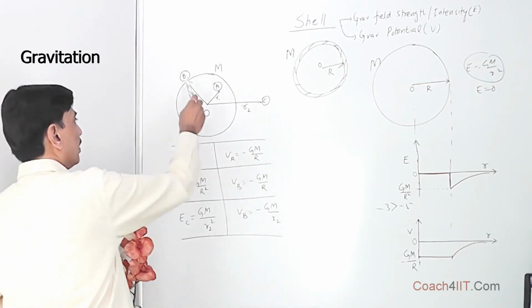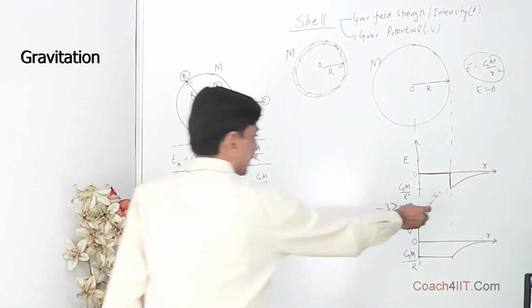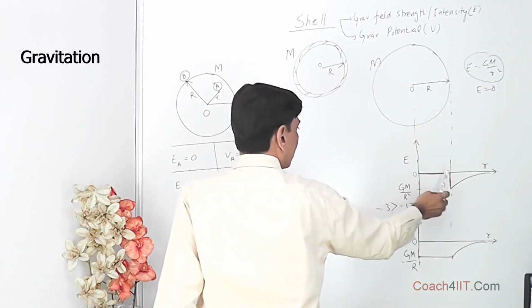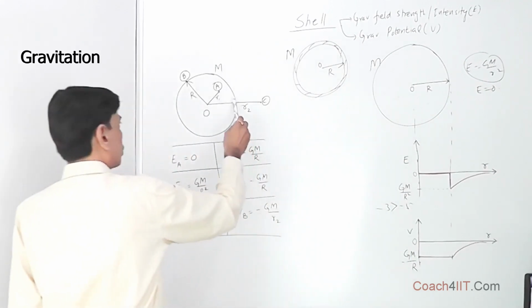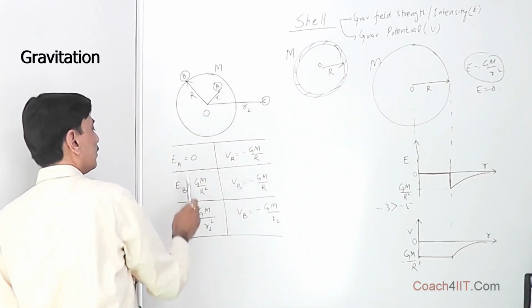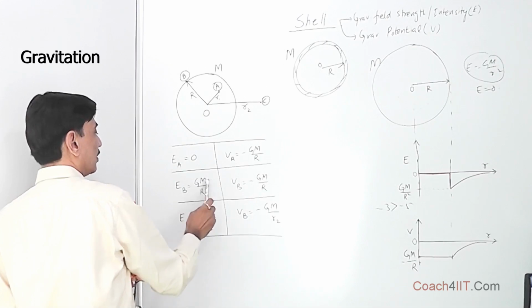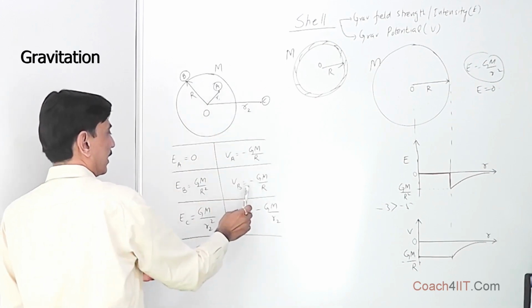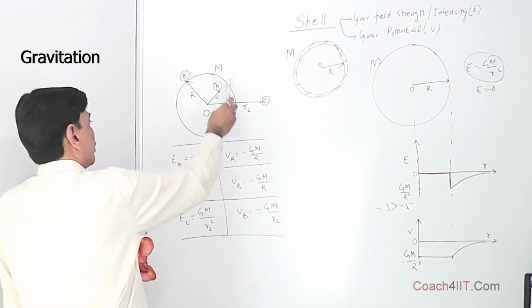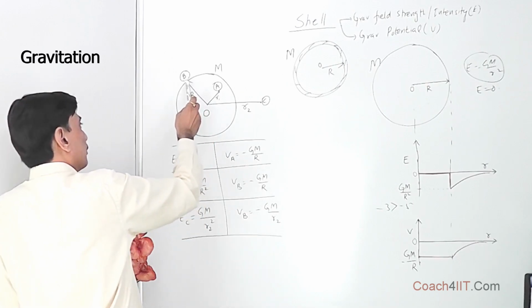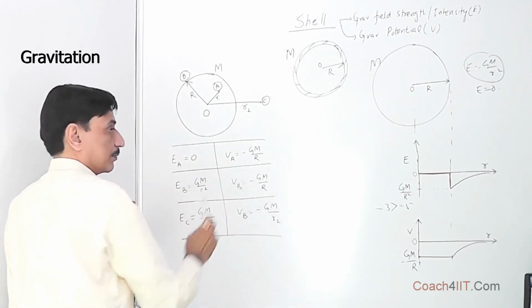Now we go to point B. At point B, that is at the surface, the gravitational field strength, the gravitational field intensity, is GM upon r square. And what is the potential over here? It is the same thing, minus GM upon r. We assume the whole mass to be concentrated over here at the center, and we find the gravitational potential over here, that is minus GM upon r.